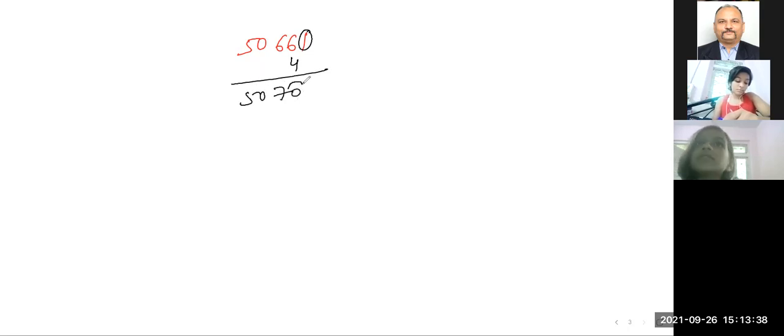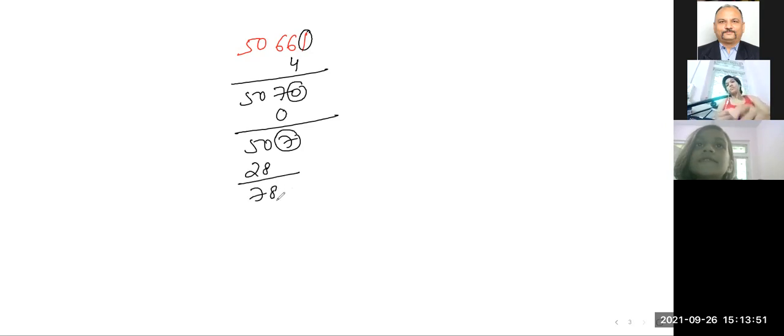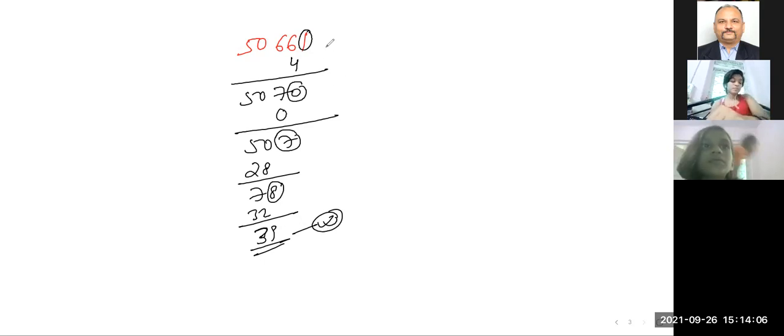Then I'll pick the last number, multiplied by 4. It will become 0. So it will be 507. Then pick the last number, multiplied by 4. It will be 28. So it becomes 78. And then again, I'll just pick this last number, multiply by 4. It will become 32. So 39. And now 39 is divisible by 13. So this number is also divisible by 13.